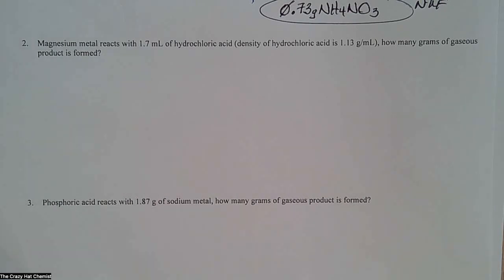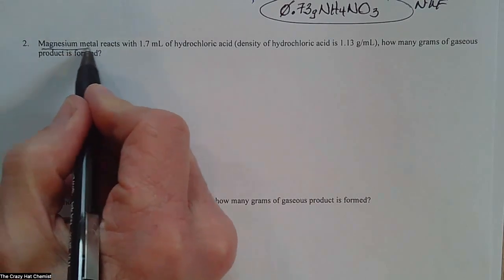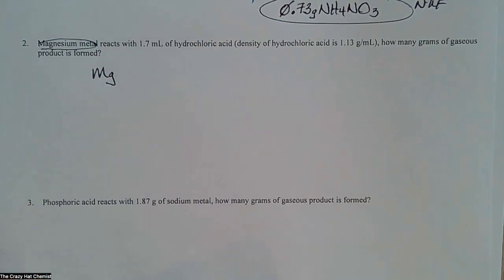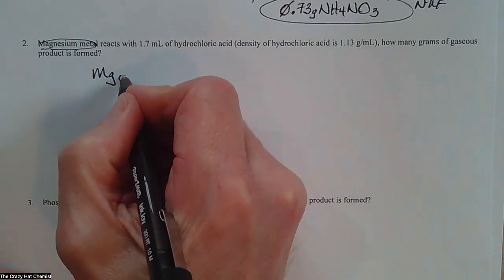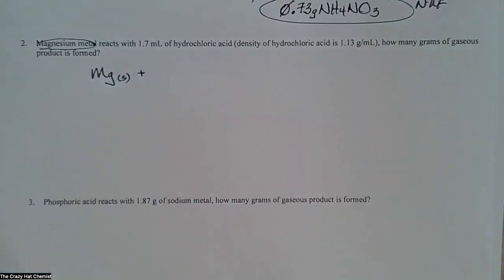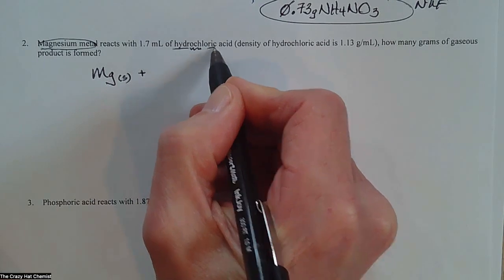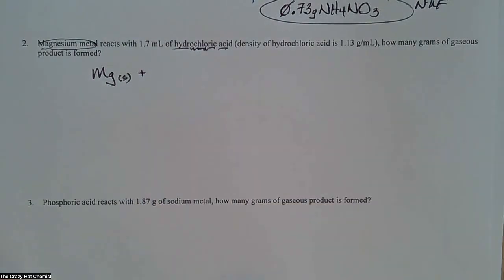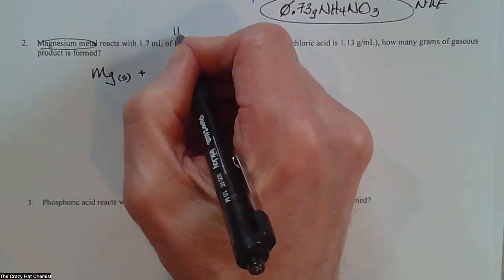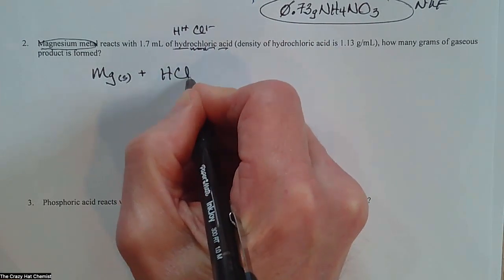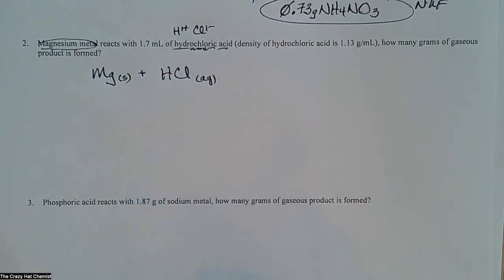All right, fantastic. So let's move on to this next problem. And this next problem says magnesium metal. So magnesium is an element. And since it is a metal, it is a solid at room temperature and pressure. Okay. And then it says hydro, root word chlor, and then ic, acid. So that is a binary nonmetal acid, and that's a hydrogen plus a chloride ion, and that would be HCl, and that is most certainly aqueous.